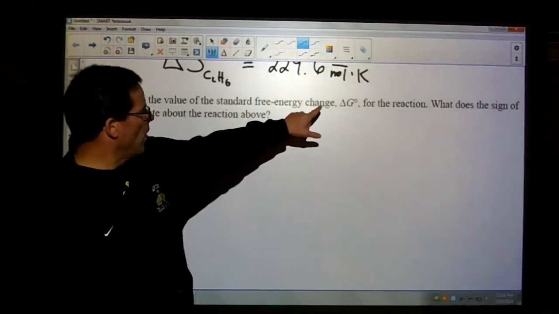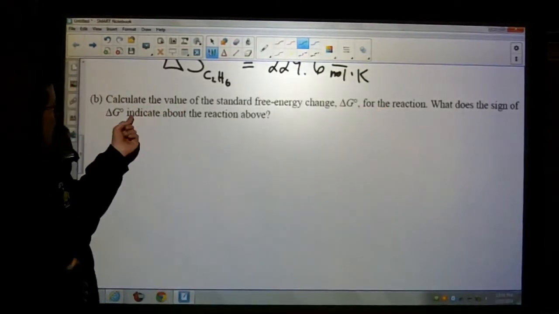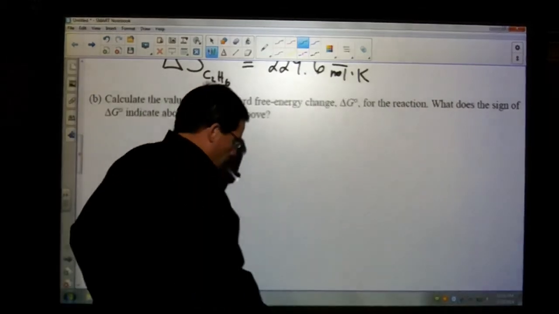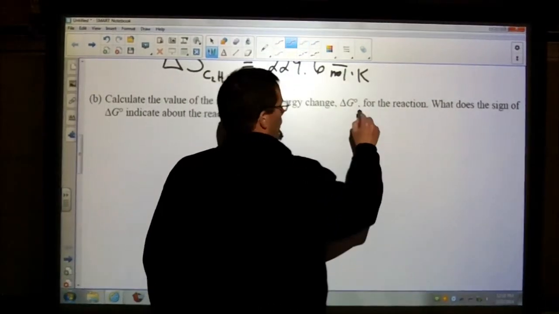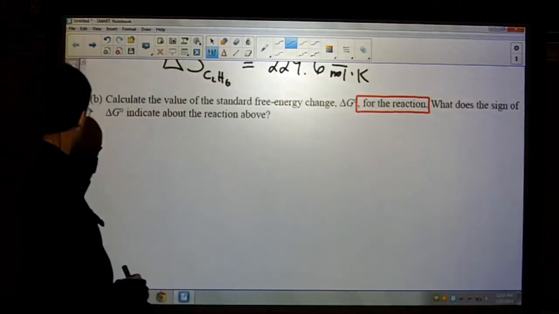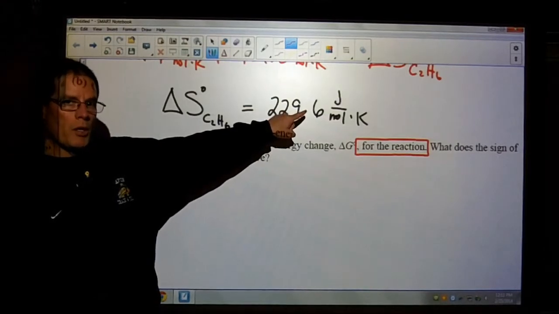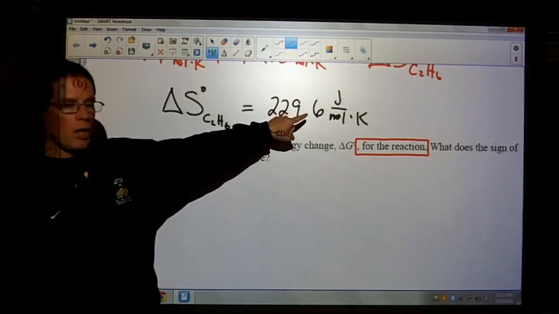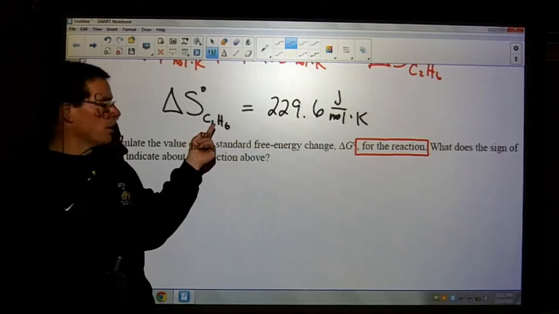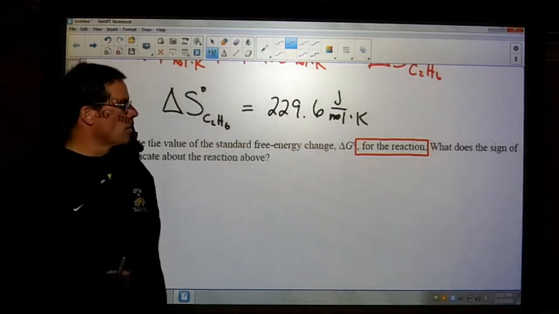It's asking what the value is, so we want to find out what the value is, and then it asks a second question: what does the sign on delta G represent? Again, being aware that we're looking for the reaction. Just because this is the last value that's in your calculator does not mean that we are going to use that value. And I'd say a large amount of you did use that value.